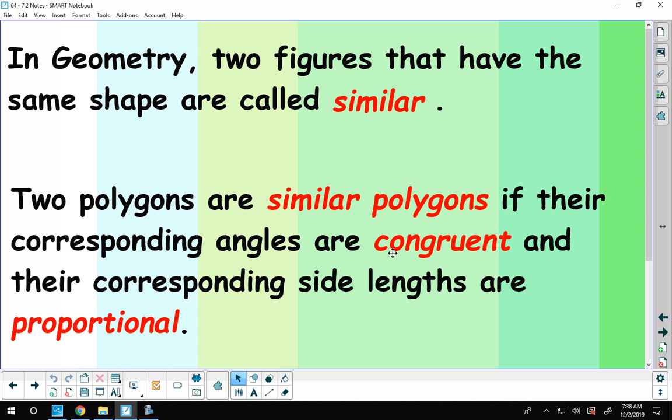If their corresponding angles are congruent, so that was also true about congruent triangles. So the corresponding angles are going to be the same. They're going to be congruent, but the corresponding side lengths are proportional. So for congruent triangles, the corresponding side lengths were congruent, but now instead of being congruent, they're just going to be proportional.